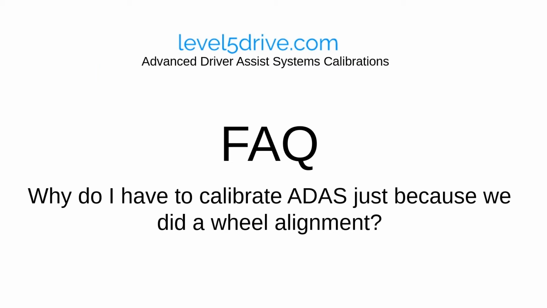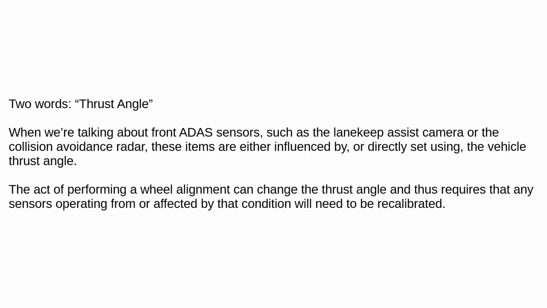Why do I have to calibrate the ADAS just because we did a wheel alignment? The answer to this question is two words: thrust angle. When we're talking about ADAS sensors, particularly those on the front of the vehicle, such as the lane keep assist camera or the collision avoidance radar, these items are either influenced by or they're directly set up using the vehicle thrust angle. The act of performing a wheel alignment can change the thrust angle and thus requires that any sensors operating from or affected by that condition will need to be recalibrated.